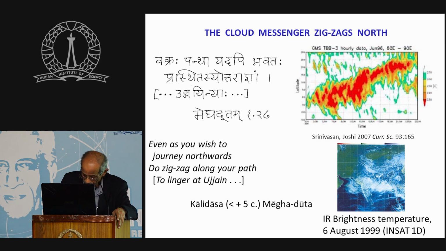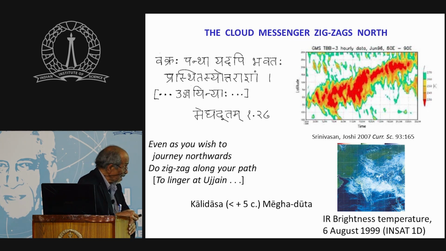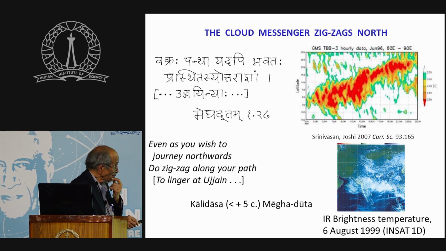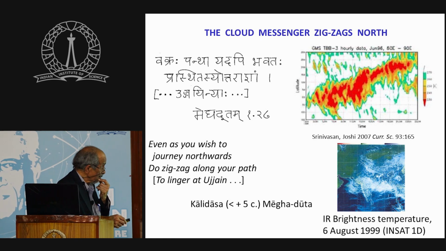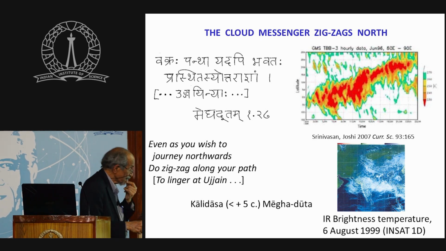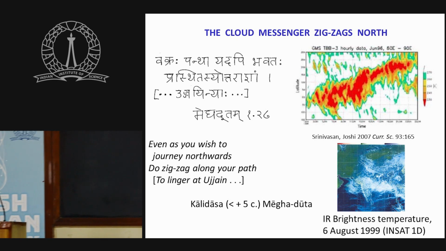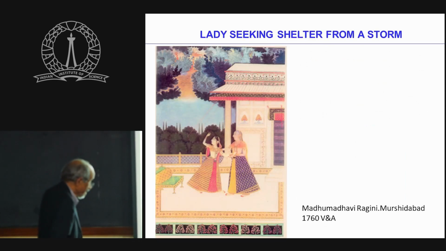So that was the thing that he had in mind. And in fact, the cloud does do that, as was discovered by Sikka and Gadgil, that there's a trough which moves south to north over 30 days. And this is work done by Srinivasan and Joshi using space data. And you can see that it's moving from here and over that period of time.